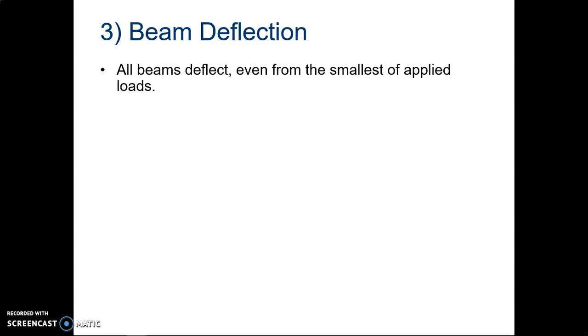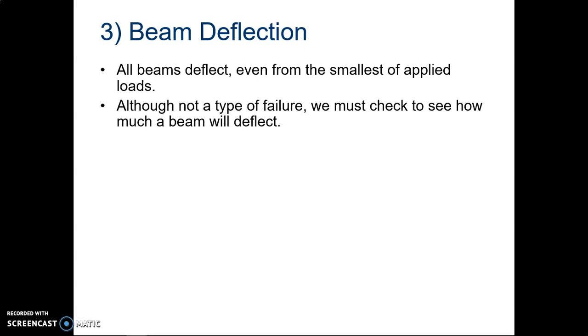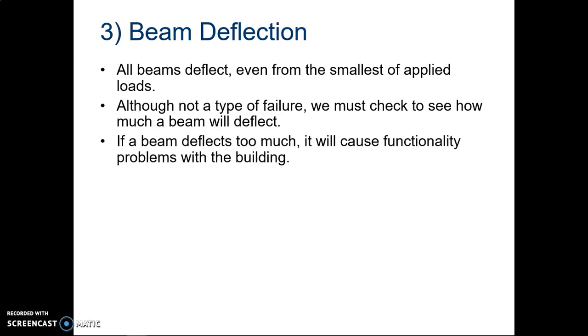All beams deflect, even from the smallest applied load. Even you walking across a steel beam will make it deflect ever so slightly. And although this isn't a true type of failure, we must check to see how much a beam will deflect. If a beam deflects too much, it will cause functionality problems with the building. Why? Well, think about it for a second. What would happen if the beam supporting a floor was bending too much? Well, the floor would bend too much. And why could that be a problem if a floor or a ceiling or a roof is bending too much?